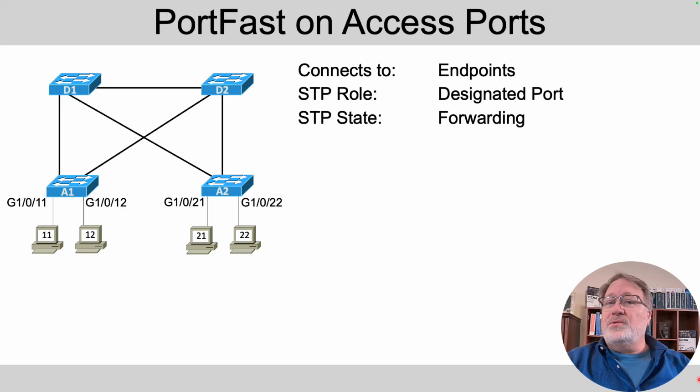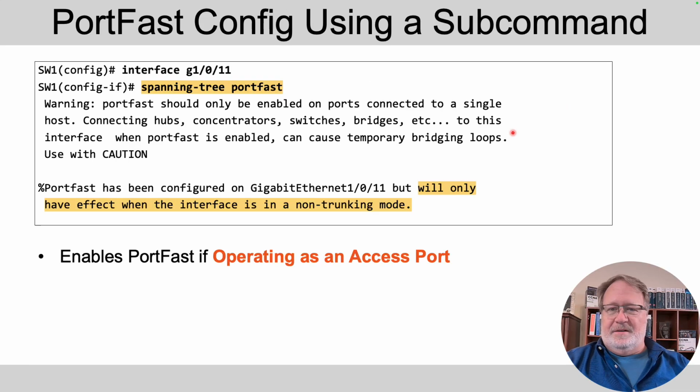Next, let me walk you through the straightforward interface subcommand way to configure PortFast. Now, we only want to use this on access ports, that is, ports that are connected to endpoint devices. So these down here, and again, those ports are going to land in a designated port role and in a forwarding state at the end of this. It'll just happen quicker with PortFast enabled.